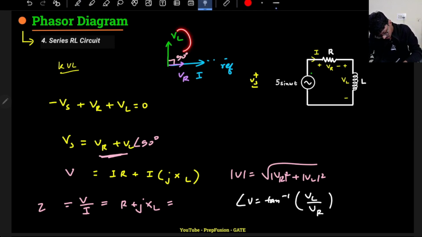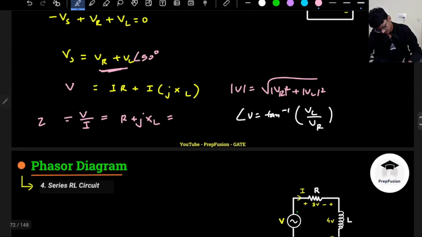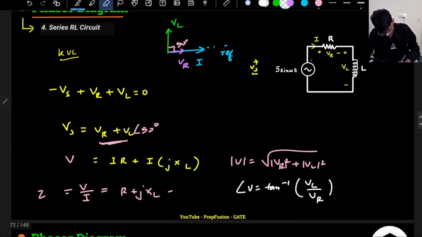From here also you can identify the same thing: it is VR square plus VL square, and the angle is tan inverse VL by VR. Same thing. What about the impedance, sir? Impedance is this, right? V by I, R plus jXL. So the impedance, same thing I will write here. I will say something in the next slide. So impedance will be what? This will be Z angle theta Z.